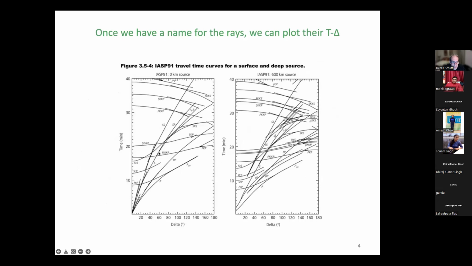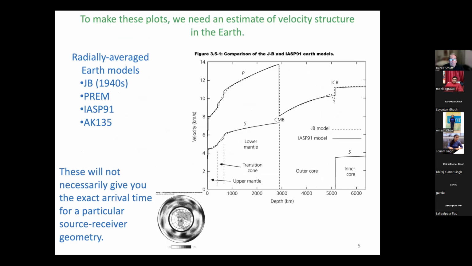And you can see the P waves here, which is the first arriving phase: big P, PK, IKP, and so on. And it's going to differ whether you have a shallow source or a deep source. Now, to make these plots, we have to know something about the velocity structure of the Earth.